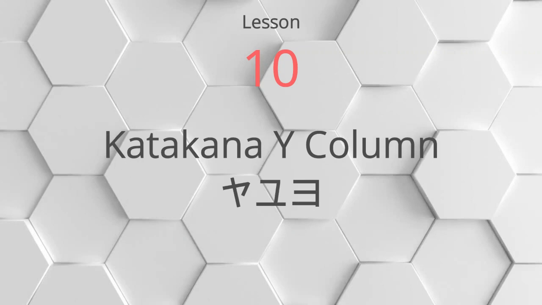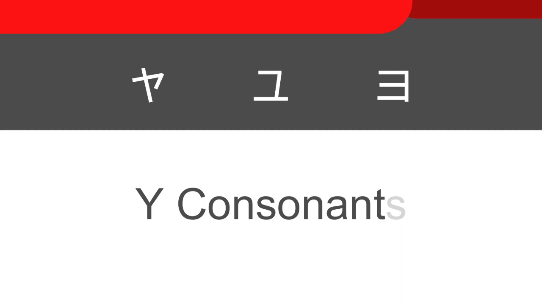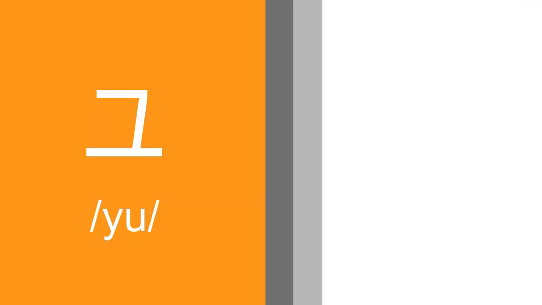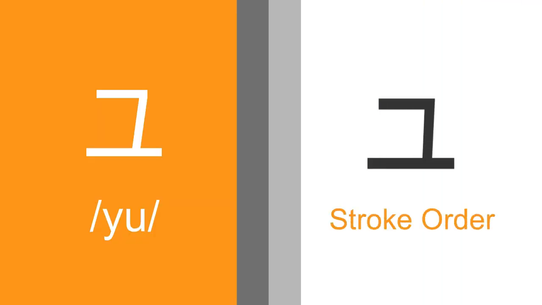And next we will discuss the last three word groups. The Y word group is first. It is similar to Hiragana in that it only has three characters. Ya, yu, and yo.